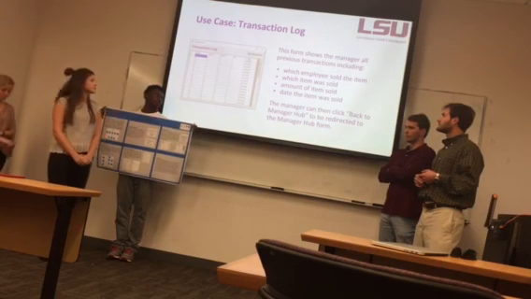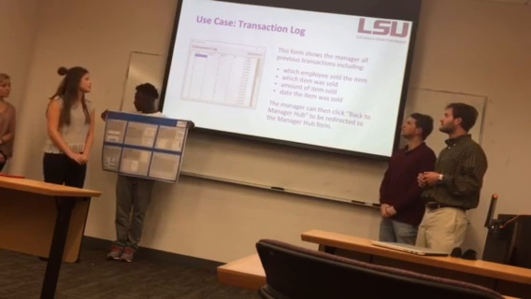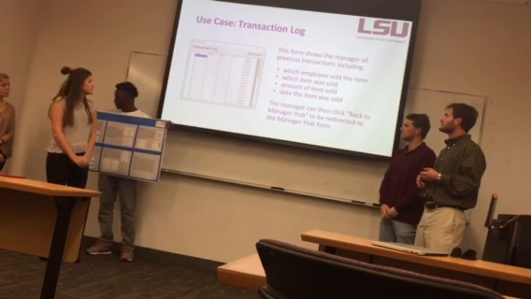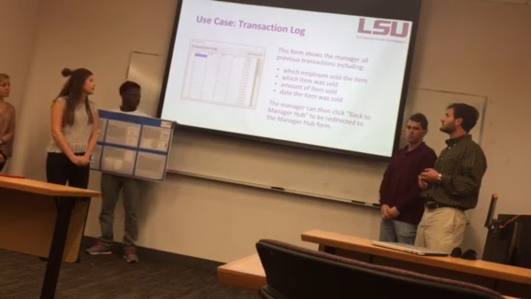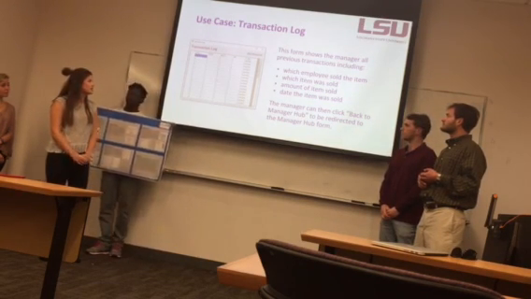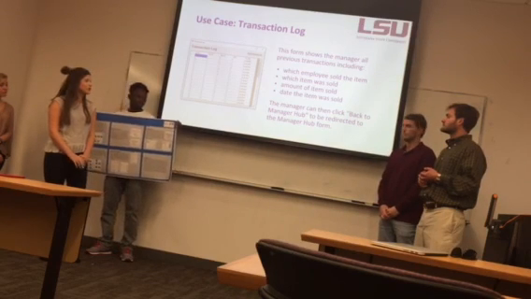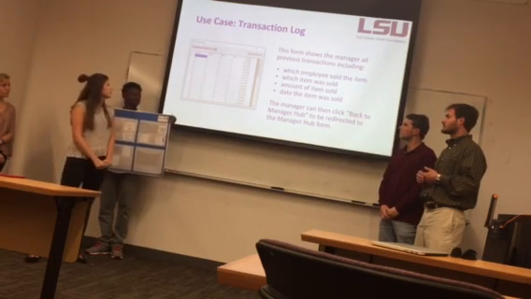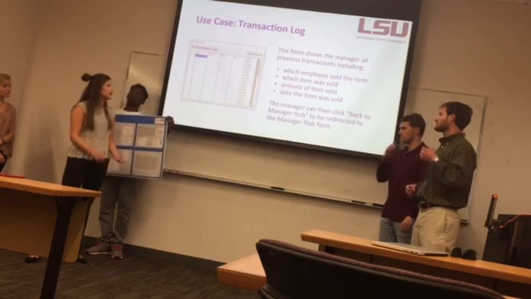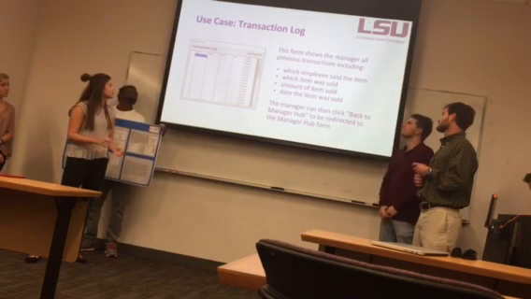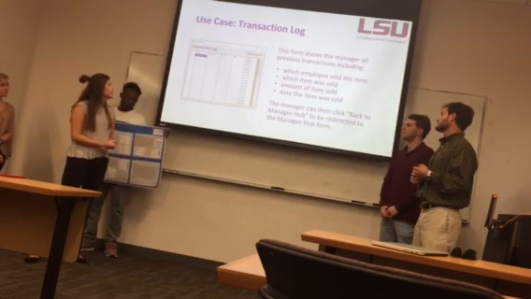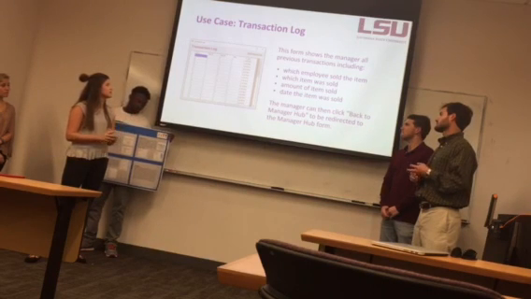So this is what shows up if you click transaction log. It's basically just a data grid view that's connected to our Access database that shows all the previous transactions. It shows who sold the item, how many items sold, the date it was sold on, and then the manager can click back to Manager Hub and get back to the Manager Hub.